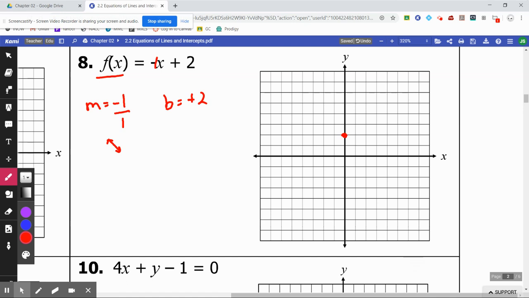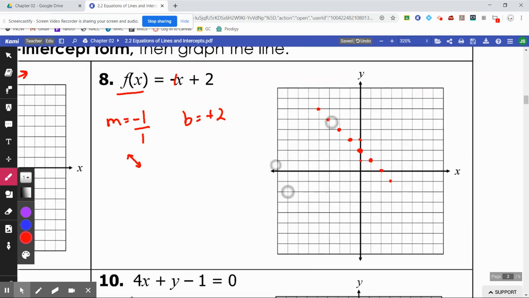So we're going to rise 1 and run 1. So you can go up 1 or down 1. If you go up 1, to get it to go downhill, I'm going to go left 1. Continue doing that over and over. Or if I were to go down 1, I'm going to go to the right 1 and continue doing that over and over. So my line would look something like this.